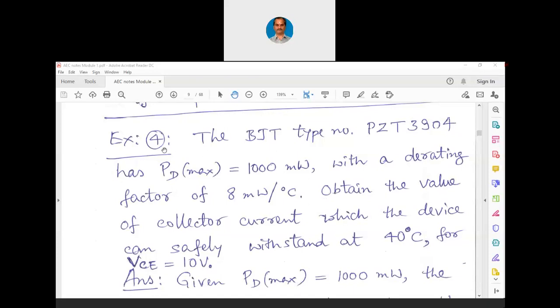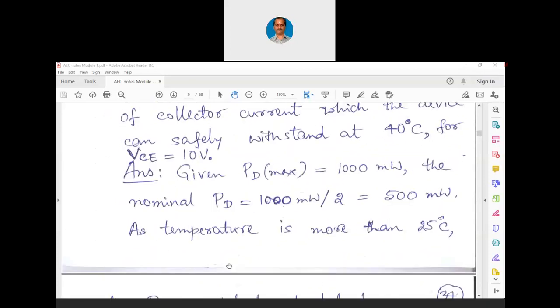The example: the BJT type number PZT3904 has a maximum dissipation of 1000 milliwatt or 1 watt and a derating factor of 8 milliwatt per degree centigrade. Obtain the value of collector current which the device can safely withstand at 40 degrees centigrade for VCE equals 10 volts. I have solved it already. Just look at this answer.